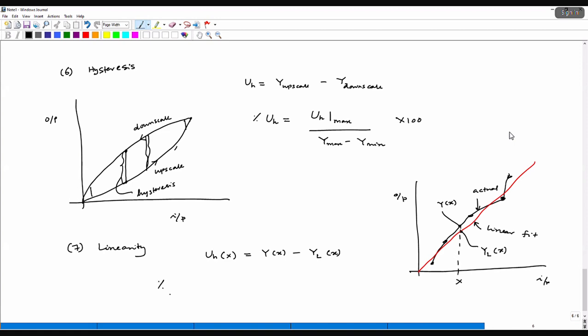So again, you also express this in terms of percentage. So you say linearity error is basically UL max, wherever the maximum deviation is, divided by the full scale output, Y max minus Y min, into 100, right? So if all the points lie on the linear fit, that means the linearity error is 0, right? So data is perfectly linear. Okay.